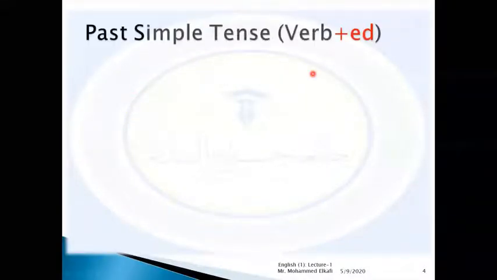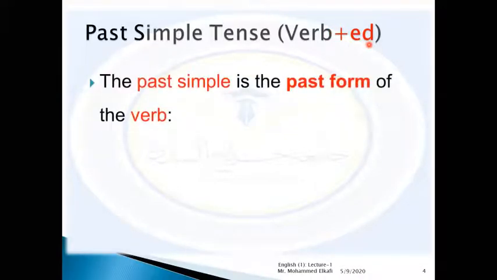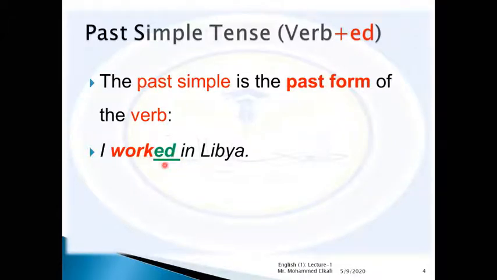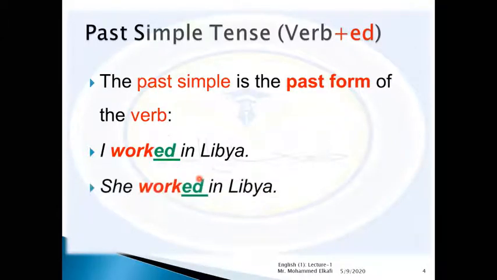The past simple tense is a rule of ed. That means we add ed to the verb. The past simple is the past form of the verb. For example, I worked in Libya. Here we added ed to the verb work to make the past form of it. Also in the other example, she worked in Libya. Also for the verb work, we added ed.